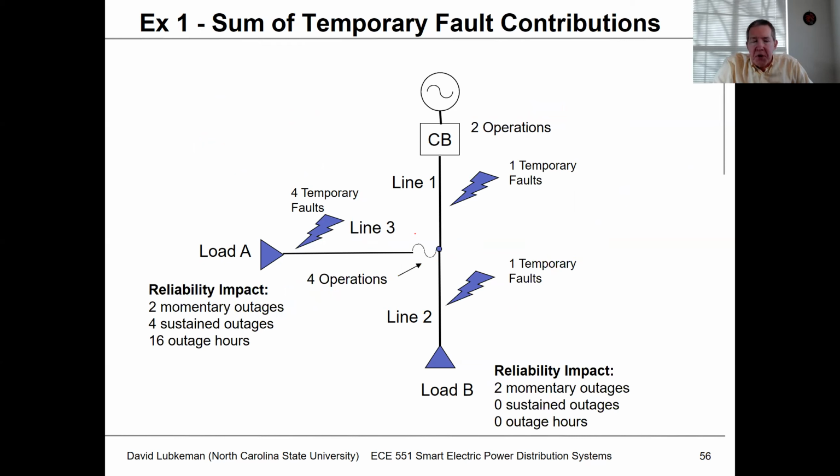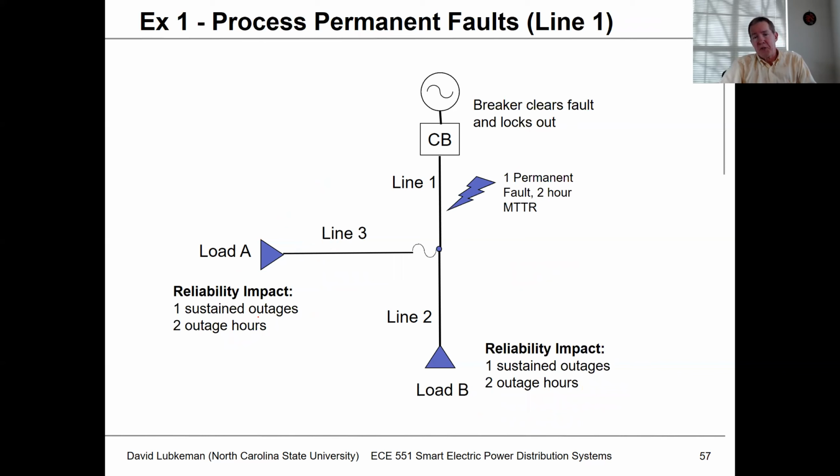So what we can do is sum up all these different fault contributions for the 3 different fault types. For this temporary fault in line 3, we had that occur 4 times in a year. And this is going to tell us, for customer A and customer B, how many momentaries we had, how many sustained operations we had, and how many outage hours we would have. And this would just be for the temporary faults. We would do the same thing for the permanent faults.